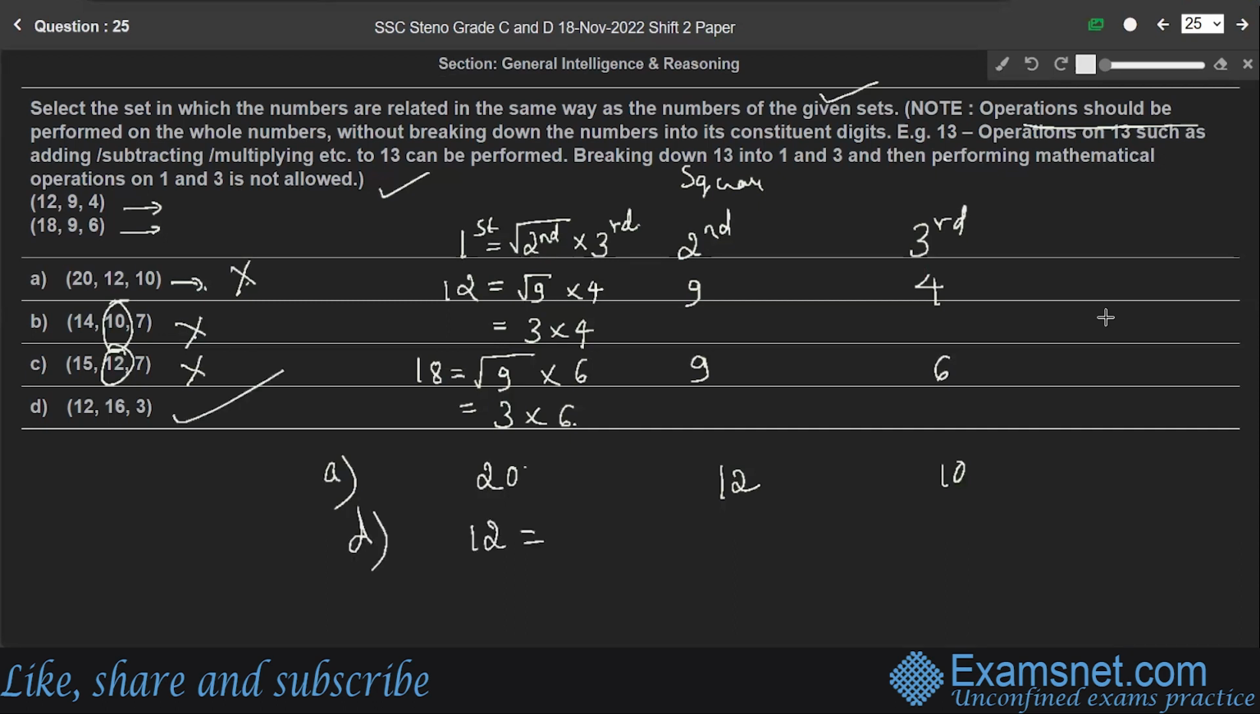First number is 12, second number is 16, third number is 3. Applying the same rule, first number is equal to root of second number into third number. Root of 16 is 4, into 3 is 12. Therefore, option D follows the logic of the given two sets.